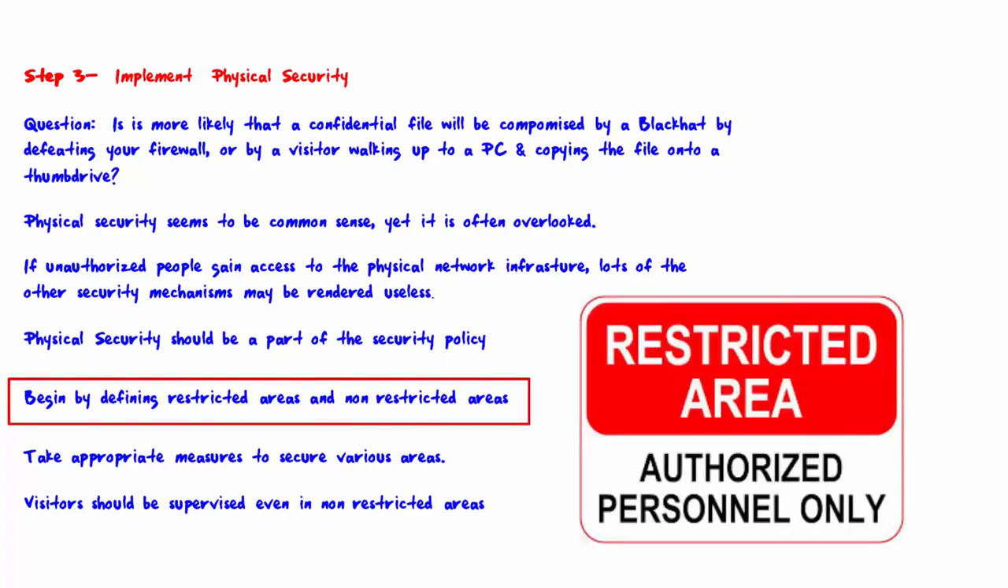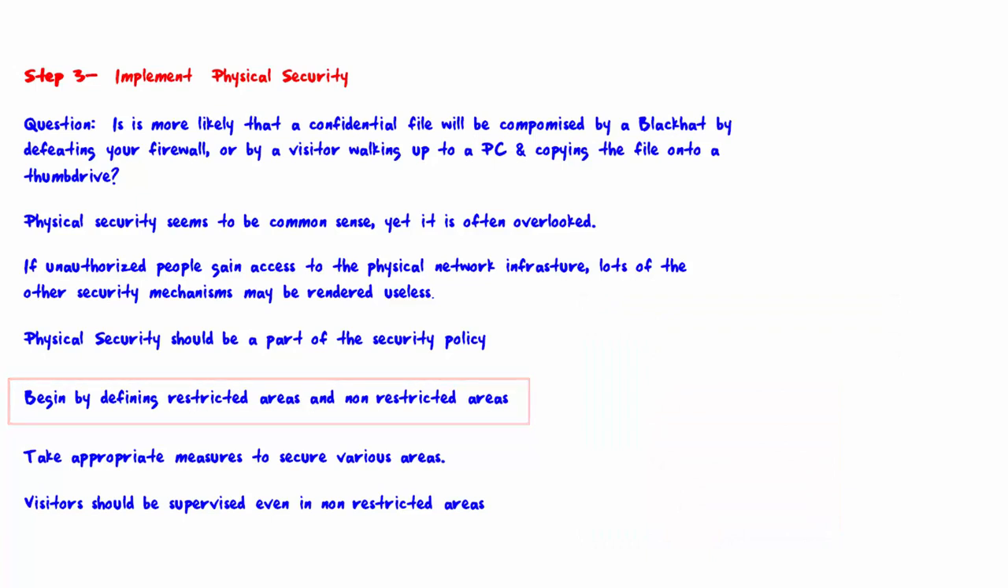Begin by defining restricted areas and non-restricted areas. Obviously, a server room should be a restricted area. Network equipment such as routers, firewalls, patch panels, and cabling should be in a restricted area. Backup media or any equipment containing data should also be stored in a restricted area.